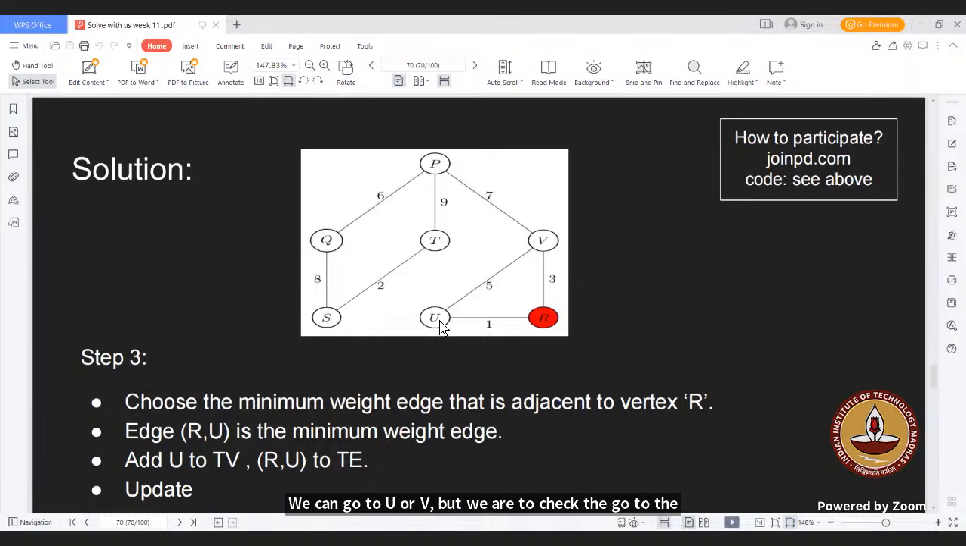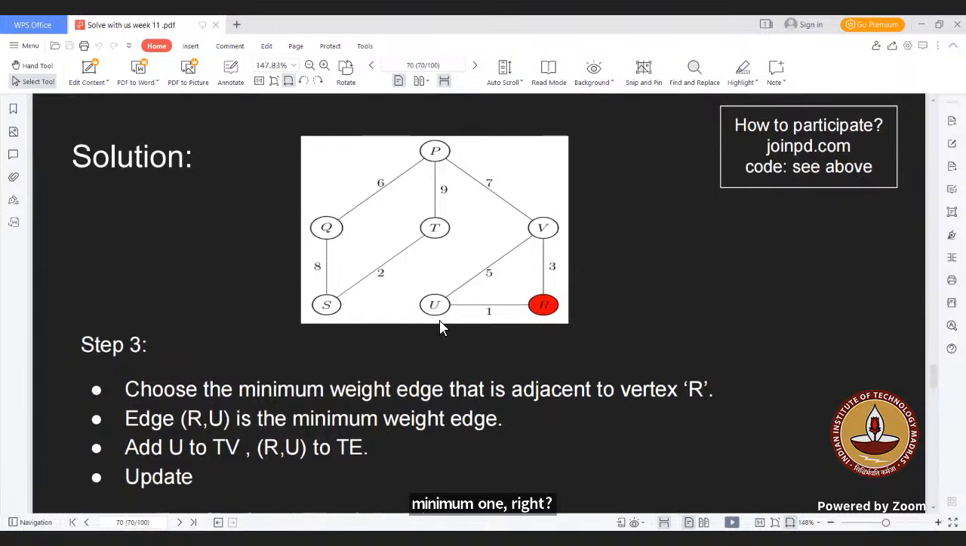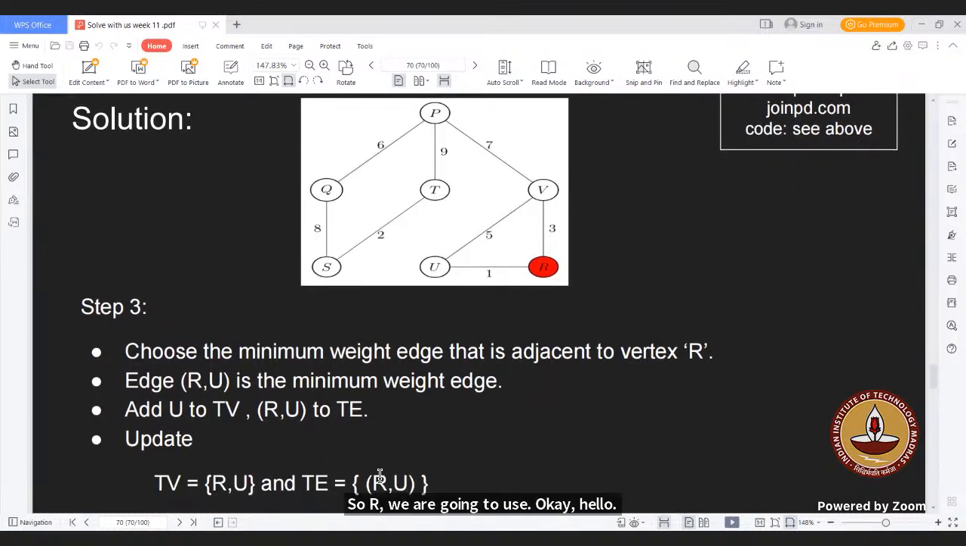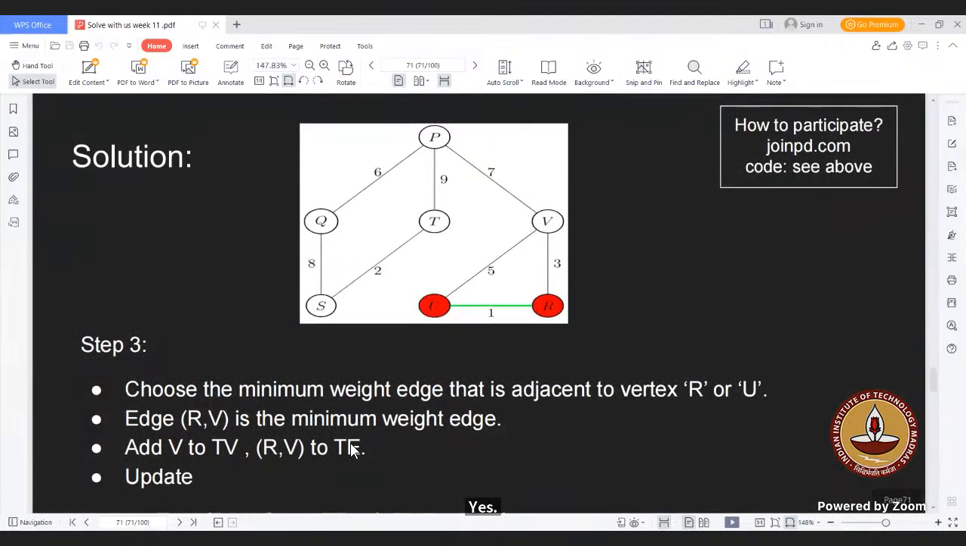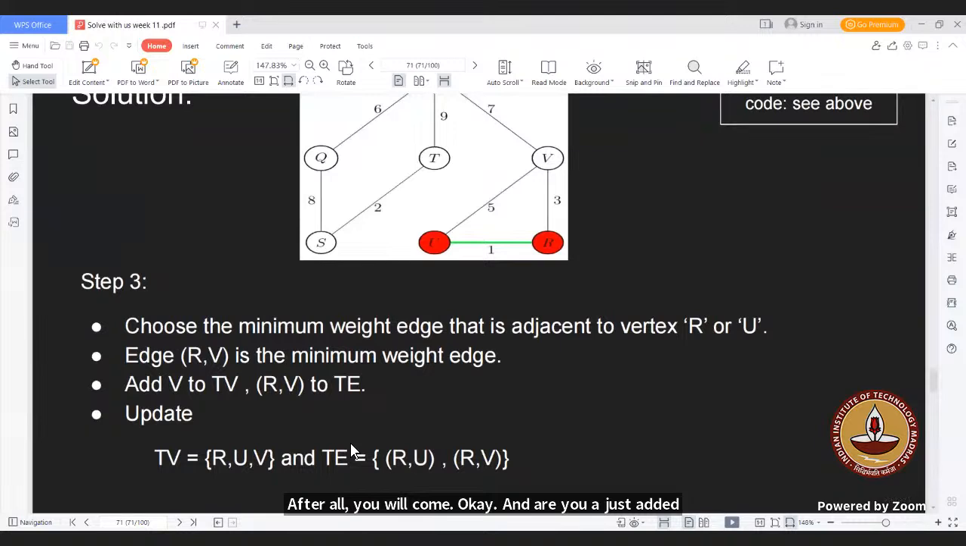So the RU edge is being added here, and U is also added to the vertices. After R, U will come, and the RU edge is added. After that we have two possibilities. We can either go to V via R to V directly or U to V.